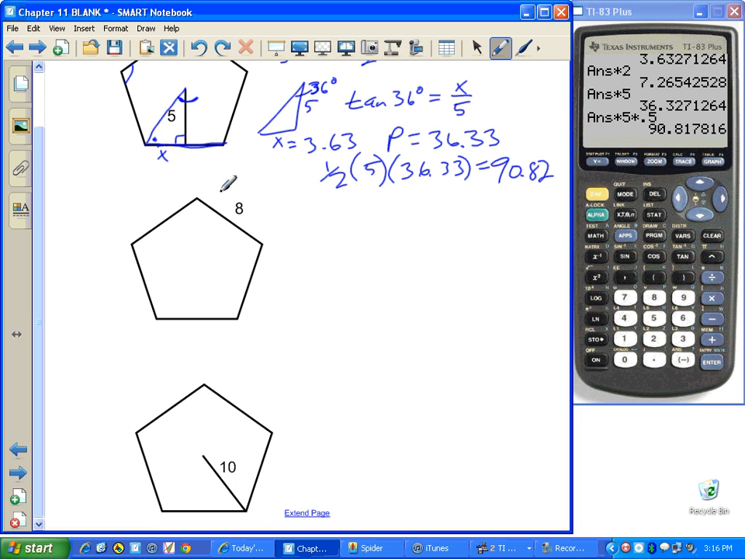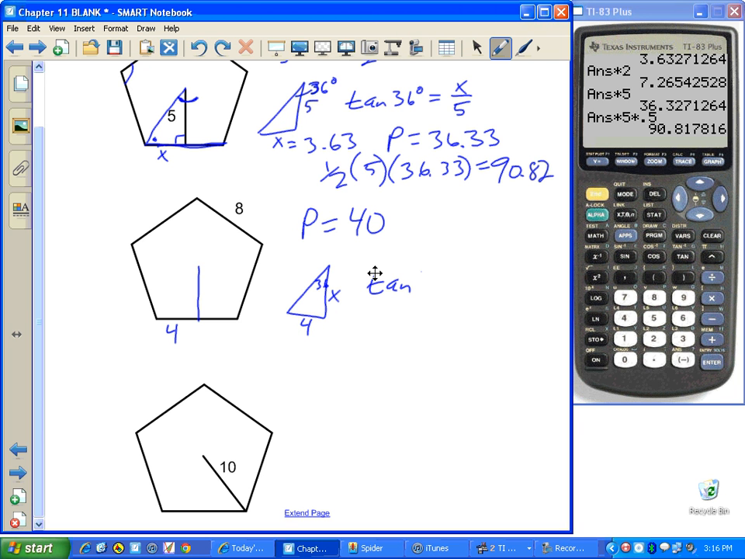Let's see how to do this when we have a side length. If this is 8, I can get my perimeter pretty easily. P is 8 times 5, 40. Now I need to find my apothem. Well, if the side is 8, this piece is 4, so I'm going to use that same right triangle. Okay, so I've got 36, I know this is 4, I need to find x.